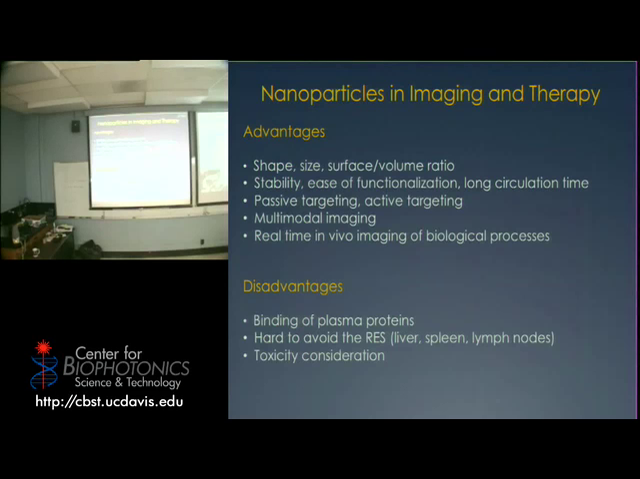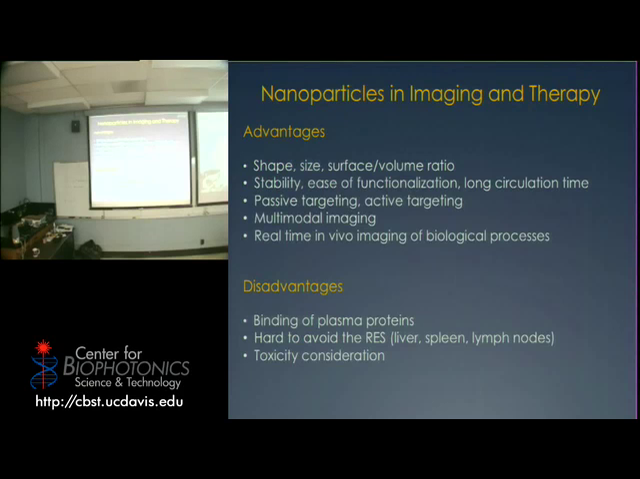It's a little hard to avoid the reticuloendothelial system, and I cannot pronounce this, guys, I'm sorry. The system that essentially constitutes all the macrophages that scavenge out all the nasty stuff in your bloodstream, so liver, spleen, lymph nodes, bone marrow too. It's hard because they're big.